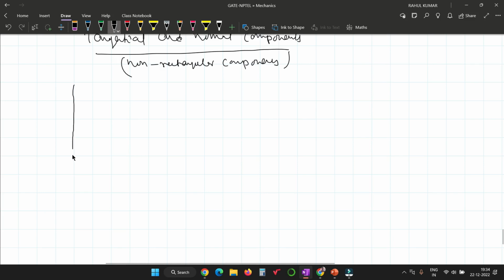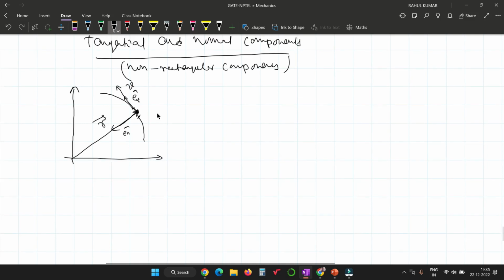Okay, suppose there is a coordinate axis, and in the coordinate axis there is a path where the position of the particle at point P has position vector r. In the tangential direction, definitely it is the direction of velocity, right? And the velocity direction is nothing but e_t, and e_t is a unit vector in the tangential direction. And there is a normal direction, normal to this small arc, and for this small arc the normal vector is e_n. So the designation of any position in the normal direction and the tangential direction is called what? Non-rectangular components.